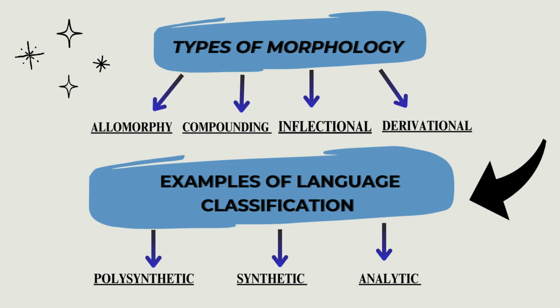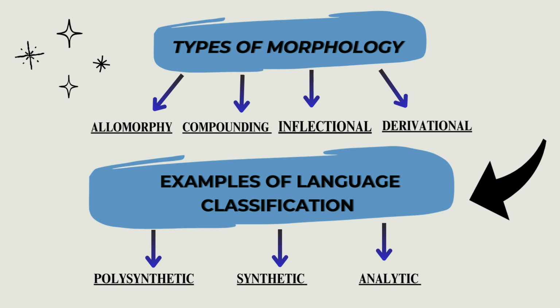Number 3. Inflectional morphology. This is adding grammatical information to a word without changing its core meaning or category, like in English language, adding ed to the word walk to indicate past tense, walked, like in Arabic language, modifying the word kataba to katabat to indicate the first person singular.